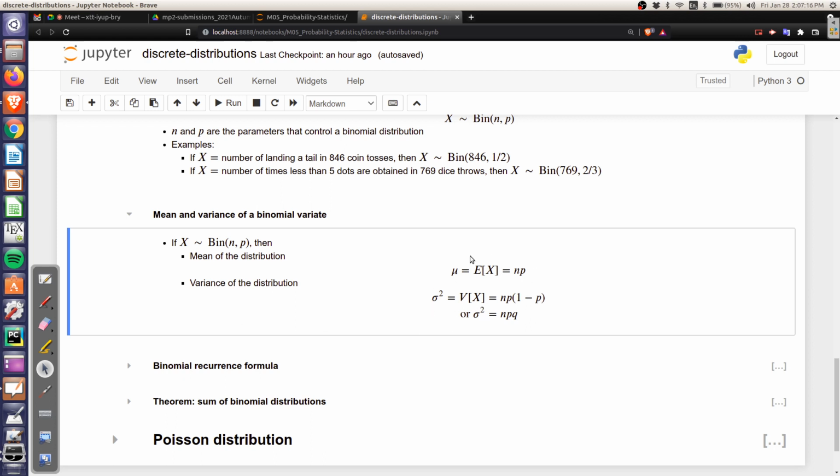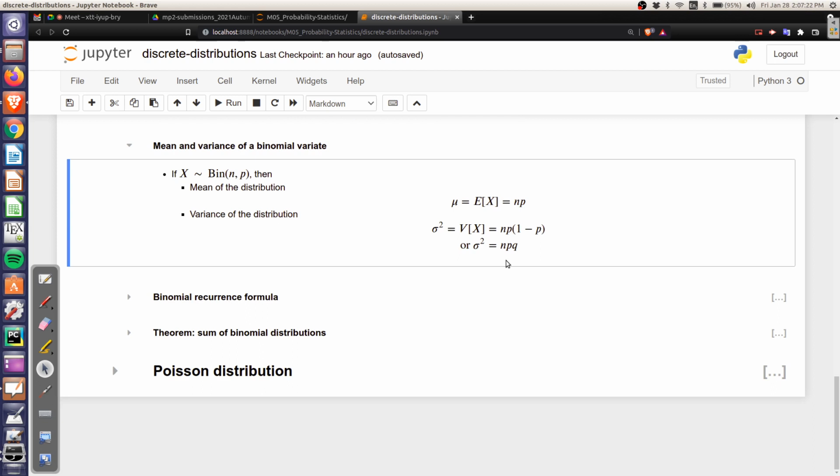I'll not prove these two results, because you will encounter the proof in your third semester when you do the course on research methodology. There is a small module on probability and statistics. Here in this course, we are only going to talk about a little bit of probability distributions, and not much about statistics. In research methodology you will discuss statistics in far greater detail, and over there we will prove these two results. All right, so that's the mean and the variance of a binomial variate.